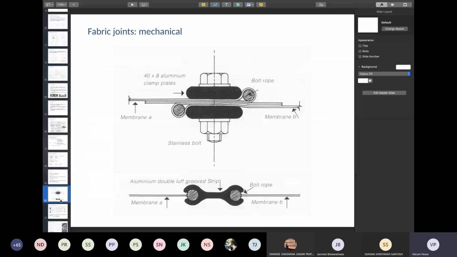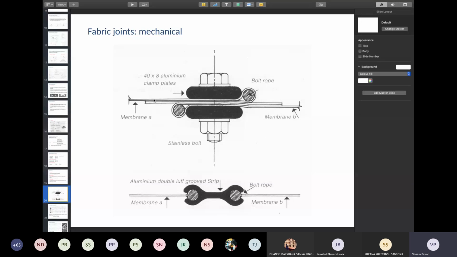Now, in between the fabric, you can have the other two, the welded or sewn joints. But when it comes to connecting them to the cables, where the maximum stresses are coming, where you are anchoring it back to the ground or anchoring it to the mast, that is where your mechanical joints become important. The mechanical joint also helps in the assembly on the site.